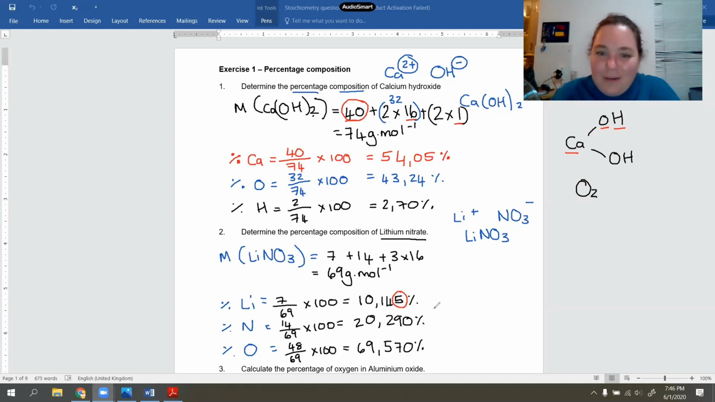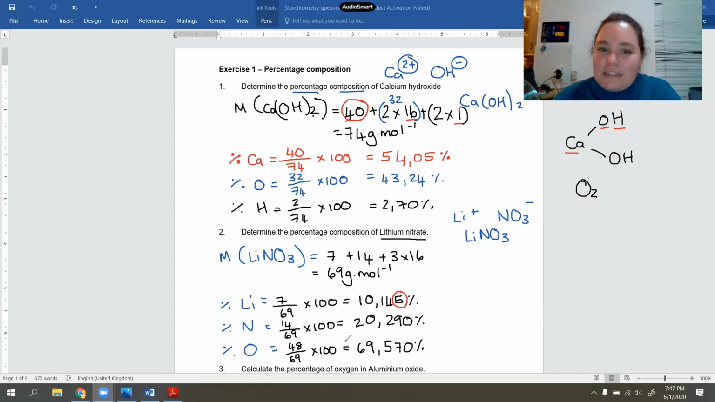With all of mine, I went to 3 decimal places because I was worried it wouldn't work with less. But I, in fact, could have worked with less and it wouldn't have been an issue. So I got 10,145, 20,290, 69,570, and they were all close enough. I technically got 100.05%, but you get the idea as to how to work out the percentage of all of the elements.